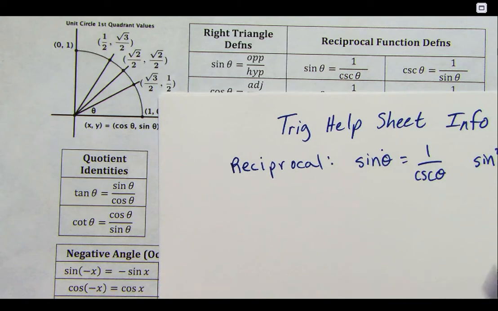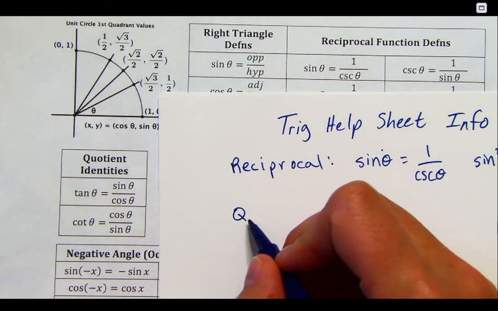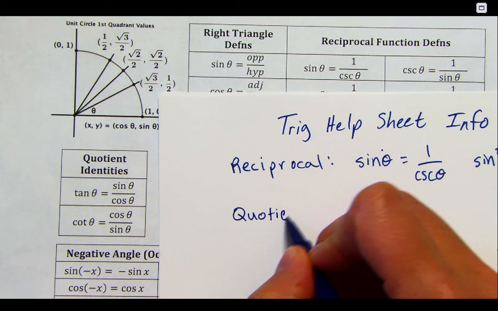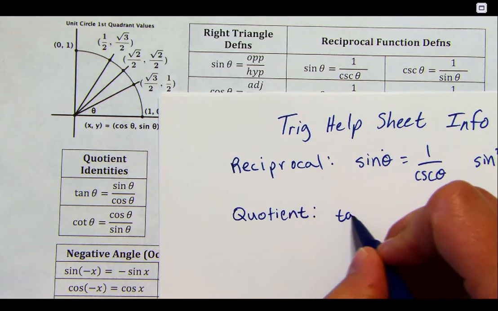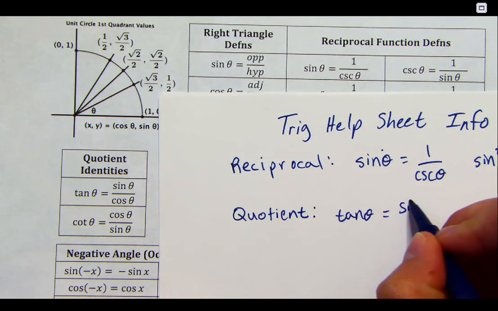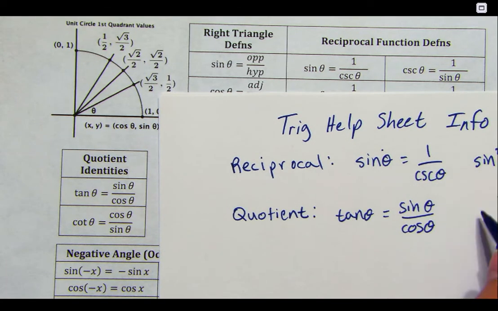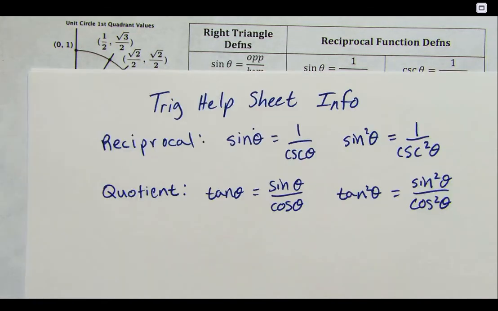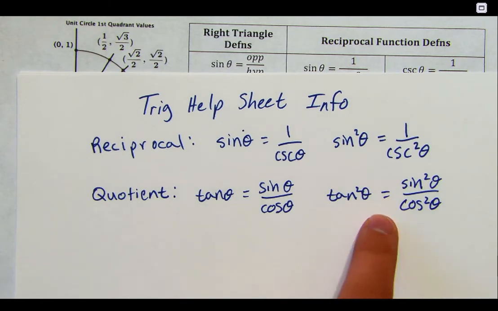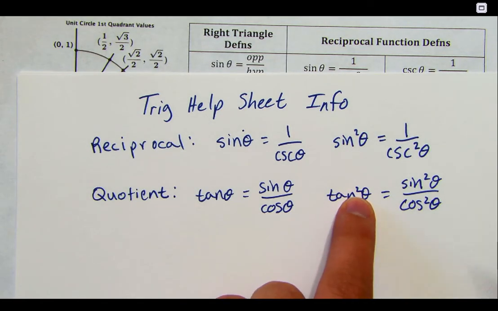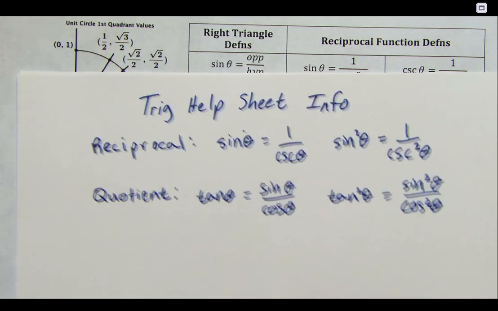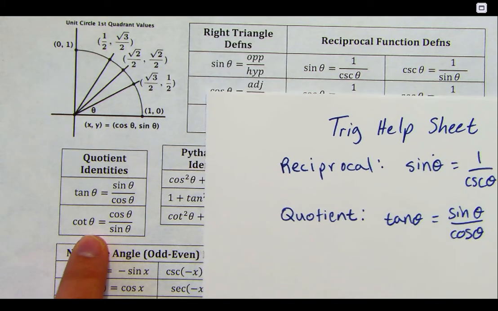Over here for the quotient one, so again, quotient. If I have tangent theta equal to sine theta over cosine theta, then I'm allowed to make the assumption that if I had the tangent squared theta, this would be equal to sine squared theta over cosine squared theta. Okay. So again, we're allowed to make this assumption. Same thing, if this was a 3, then these powers would be 3's. And that's true for cotangent as well.